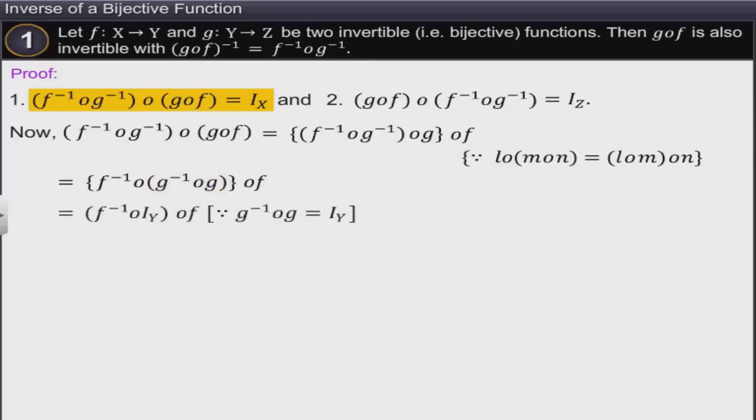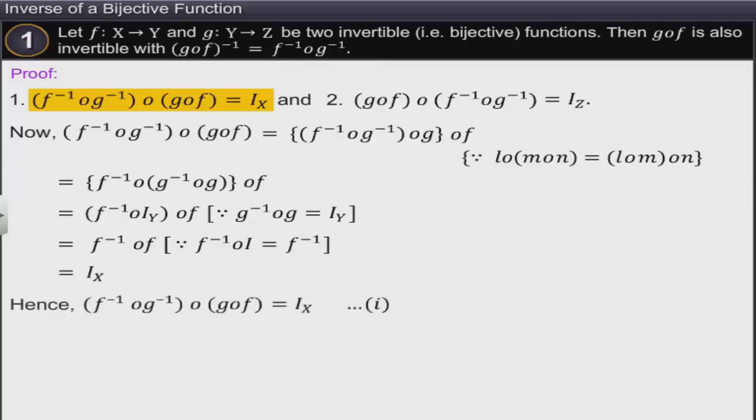Now the composition of G and G inverse is an identity mapping from y to y. Also, the composition of identity mapping with F inverse is F inverse. So we get F inverse circle F, which is again an identity mapping from x to x. Hence the composition of G circle F and F inverse circle G inverse is an identity mapping from x to x.